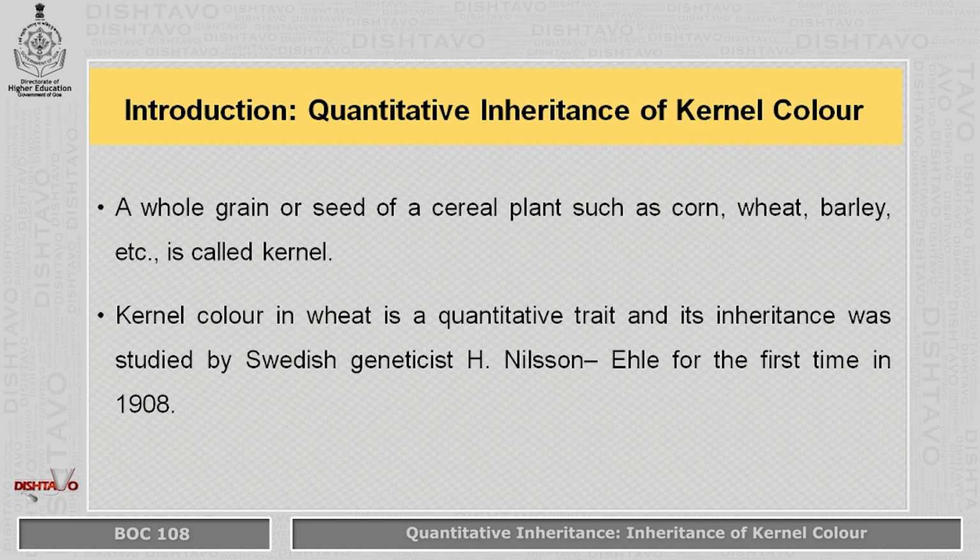Introduction: a whole grain or seed of a cereal plant such as corn, wheat, barley, etc. is called a kernel. Kernel color in wheat is a quantitative trait, and its inheritance was studied by a Swedish geneticist H. Nilsson L. for the first time in 1908.